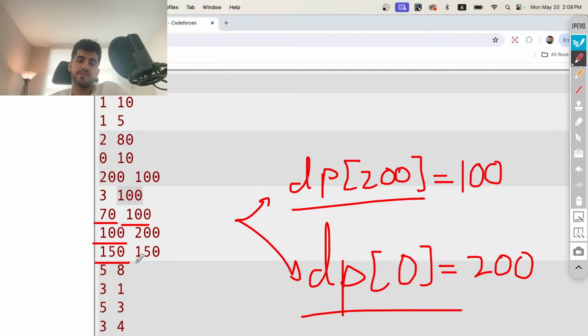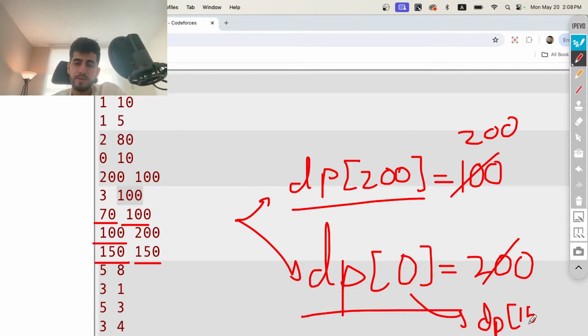And then the day after that, we have 150 and 150. So from this dp, we cannot buy this. So only dp of 200 will become 200 because we add x to it. We add the money to it. dp of 0 also becomes 300. But also in this case we can buy this happiness, so dp of 150 will become 200 minus 150, which is 50, plus this x, which is 100, so it will be 150. And dp of 0, as I said, will become 300.